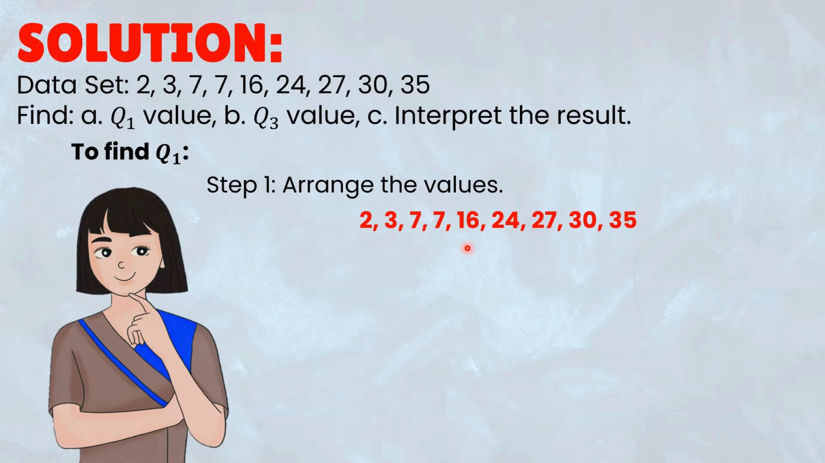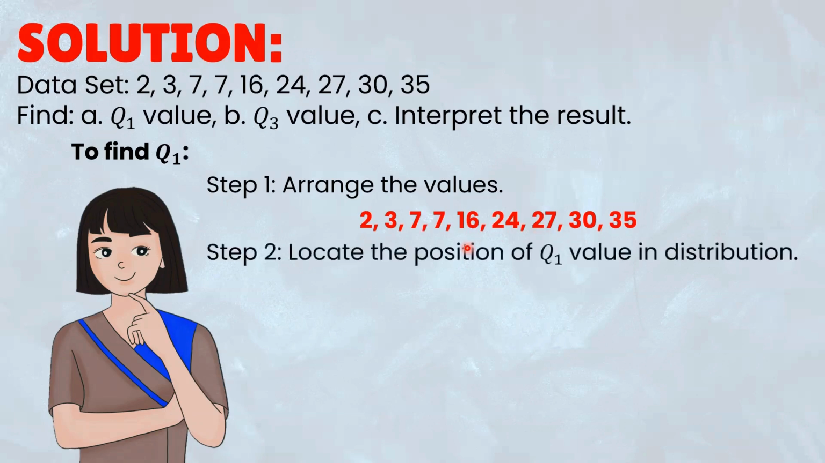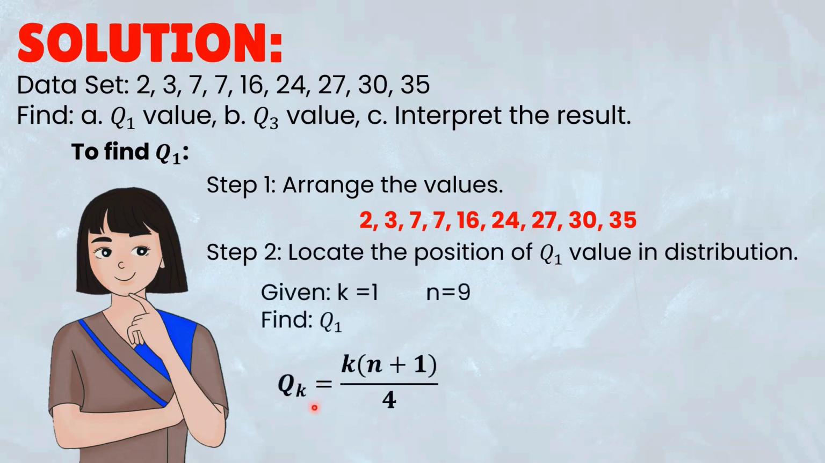Next step is we use the formula for quartiles to locate the position of the quartile 1 value. This is our formula. We are looking for quartile 1. That's why we have here Q sub 1, and of course, k is equal to 1. And n is equal to 9 because there are 9 values in our data set.